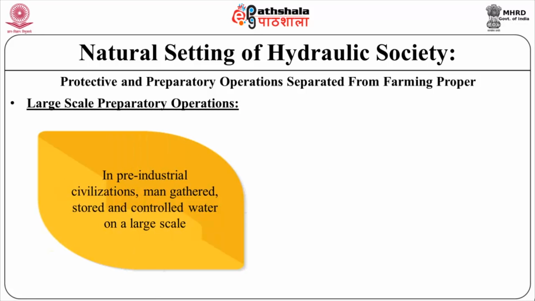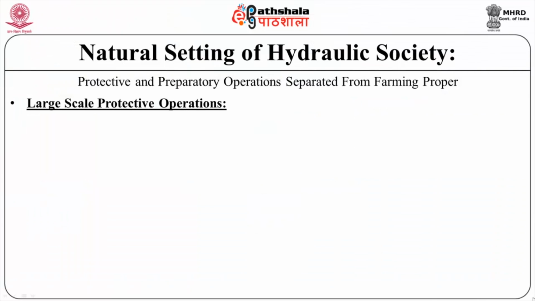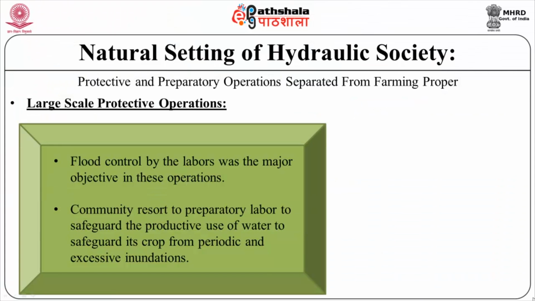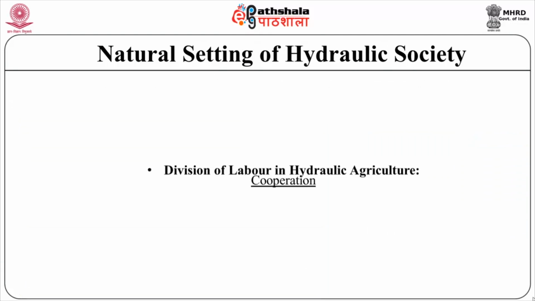In pre-industrial civilization, man gathered, stored and controlled water on a large scale, showing the distinct division between the preparatory and ultimate labor characteristic of all hydraulic agriculture. On the other hand, in large scale protective operations, flood control by labor was the major objective. The community resorted to protective labor to safeguard the productive use of the water and to safeguard its crop from periodic and excessive inundations. Next is cooperation.